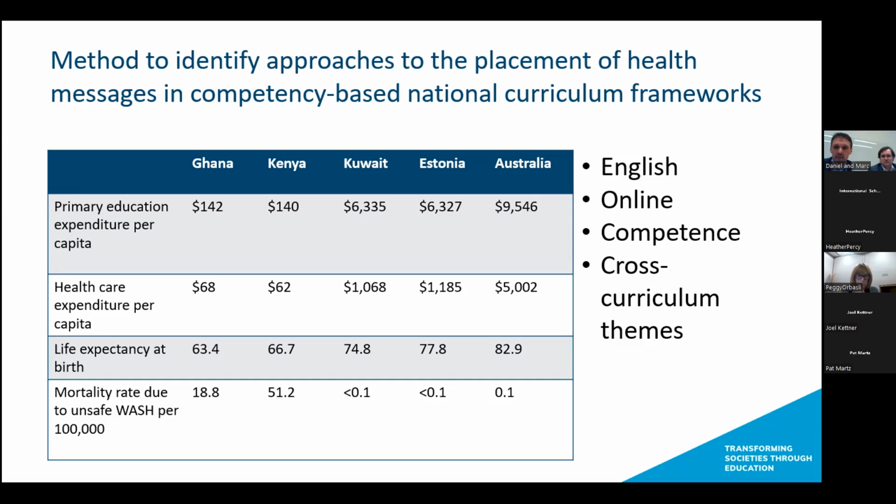We were obviously responding at some pace because everybody was in the early days of the pandemic, and we just migrated towards the curricula that we already had, that we already worked on before and knew quite well. So we looked at the 5 countries you can see on the screen: Ghana, Kenya, Kuwait, Estonia, and Australia. These had the advantage of being published in English, so we were able to access them quite easily. They're also published online, so anybody who wanted to go and check our work would be very welcome to do so.